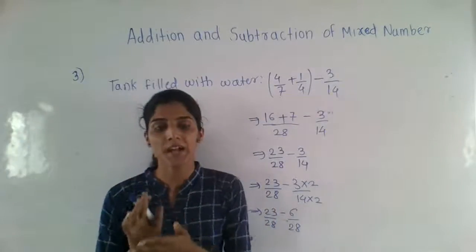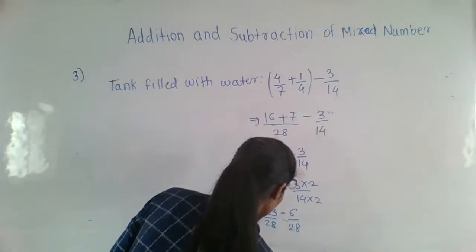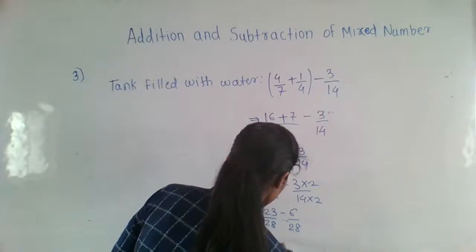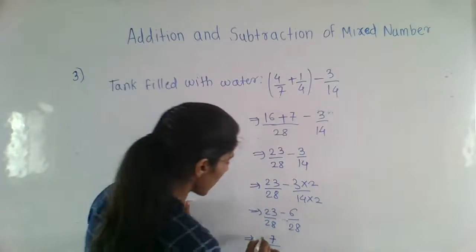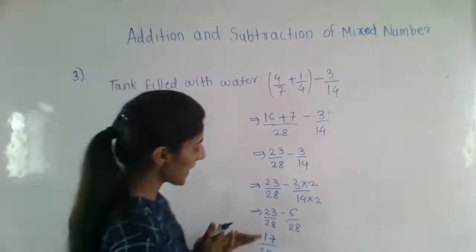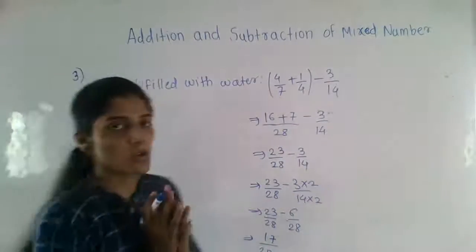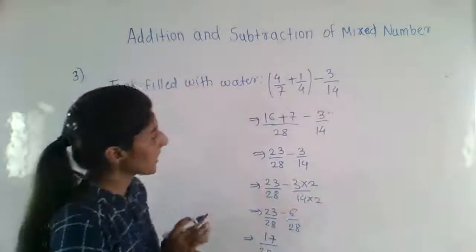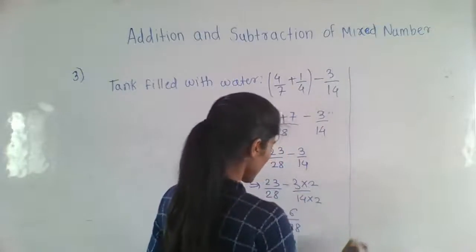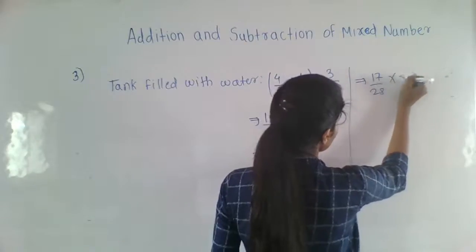Now 23 minus 6. 23 minus 6, what we get? That is 17. Okay, now that is the 17 by 28th part of tank remaining. Okay, water is remaining. Now if the capacity of tank is 560, then we have to count it in liters, that is 17 upon 28 into 560.